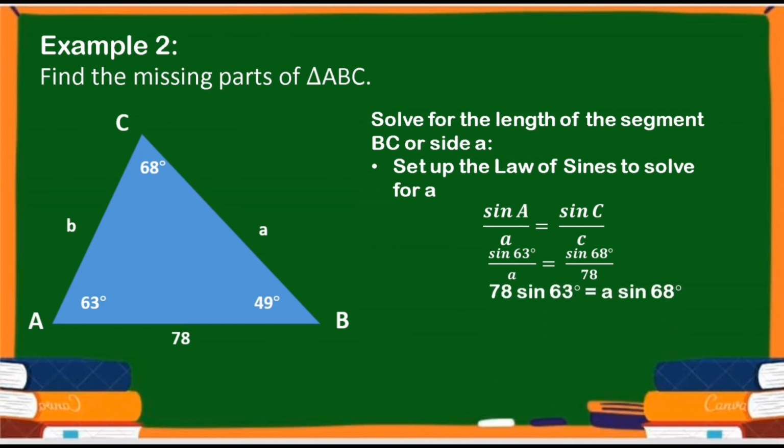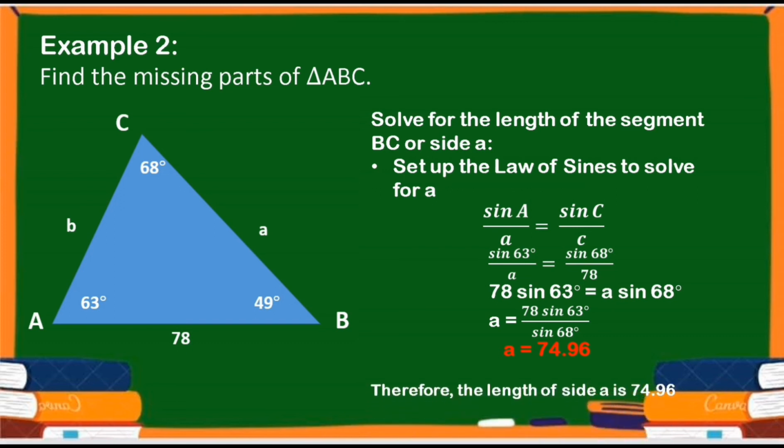Cross multiply. So we have 78 times sine 63 degrees is equal to A times sine 68 degrees. Divide both sides of the equation by sine 68 degrees. So we have A is equal to 78 times sine 63 degrees over sine 68 degrees. Compute using your scientific calculator. So we have A is equal to 74.96. Therefore, the length of side A is 74.96.